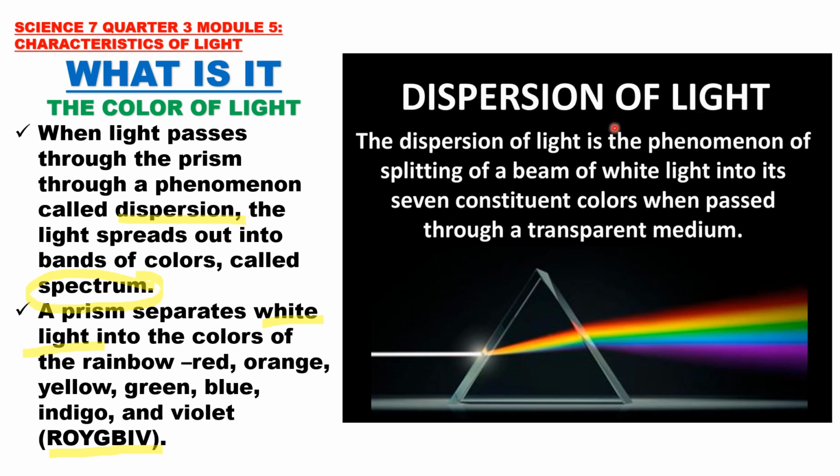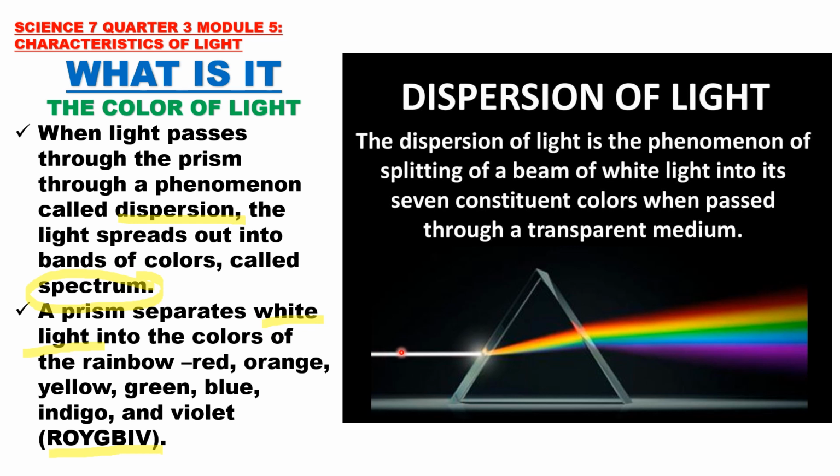Dispersion of light. So the dispersion of light is the phenomenon of splitting of a beam of white light into its 7 constituent colors when passed through a transparent medium. So this transparent medium is called a prism. A prism is a transparent optical element with flat, polished surfaces that refract light.